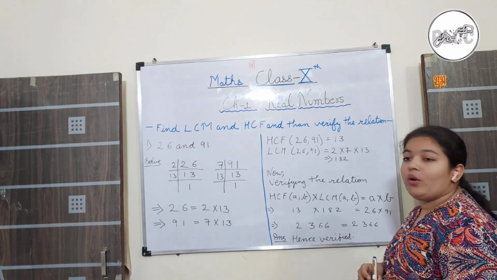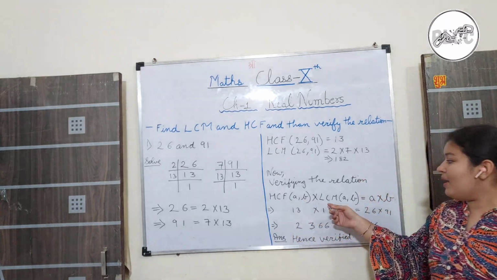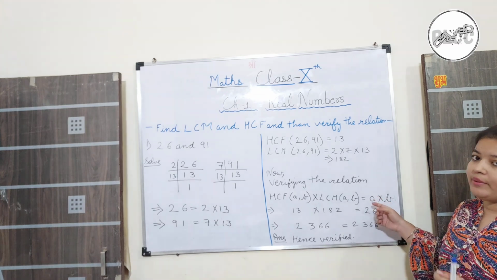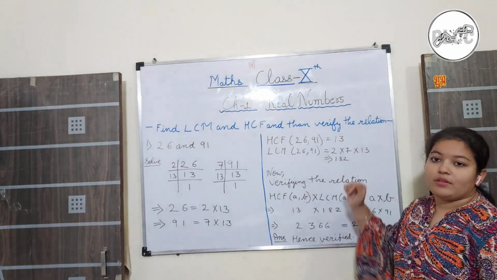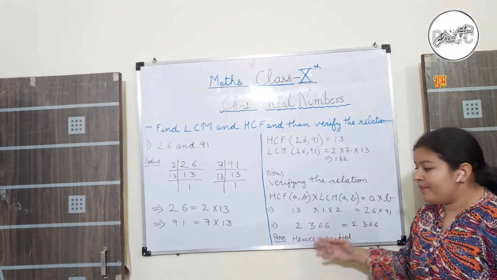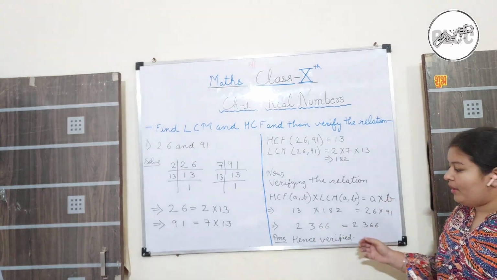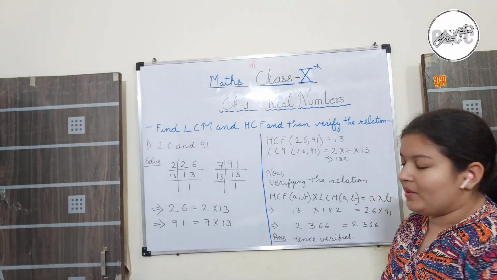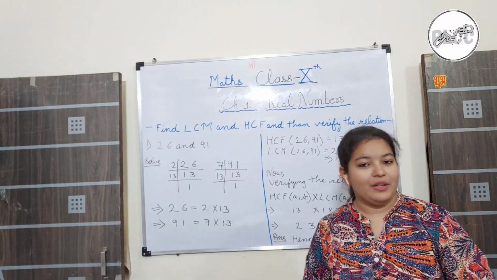And I hope you all know that the product of HCF and LCM of two numbers is always equal to the product of the given two numbers. So here our HCF is 13, our LCM is 182. So the product of HCF and LCM is equal to the product of the given numbers, and at the last we'll write hence proved. And this is how you have to perform this question. I hope I'm clear. So moving to the next question.